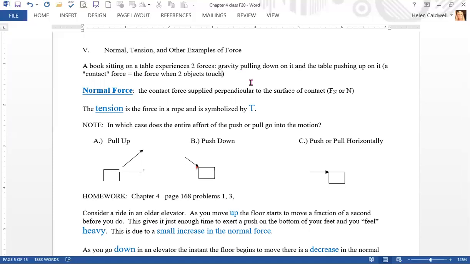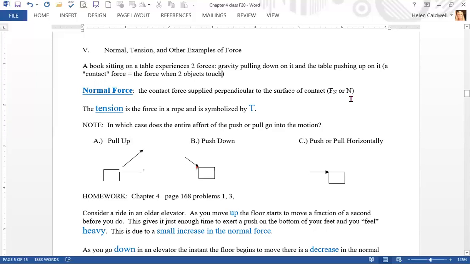So you have to have touching for a contact force. The normal force is a contact force, and it is at right angles to the surface of contact. We are going to use F sub n as the notation for normal force. Your book likes to use capital N.